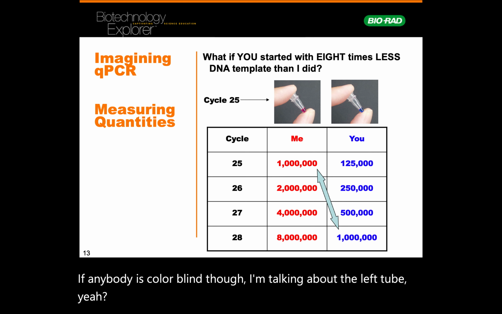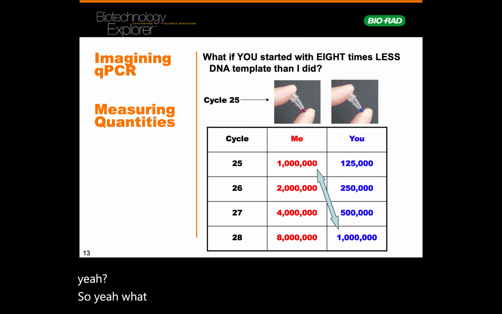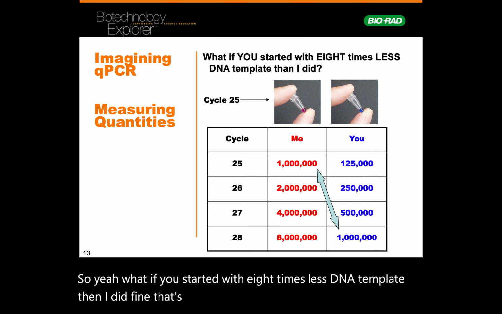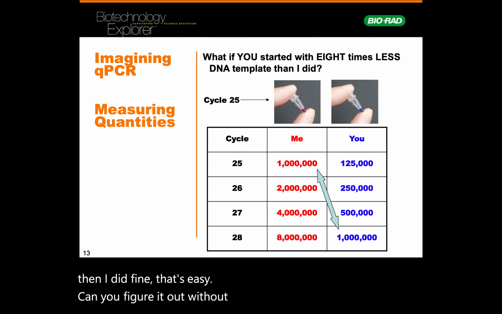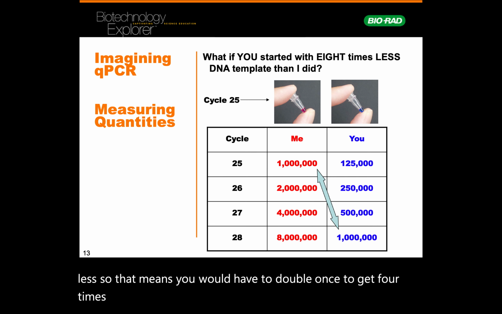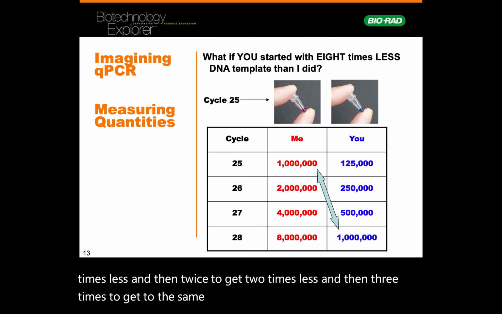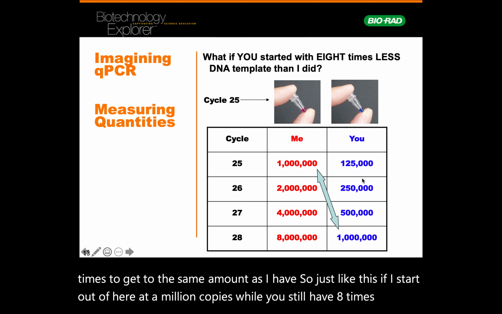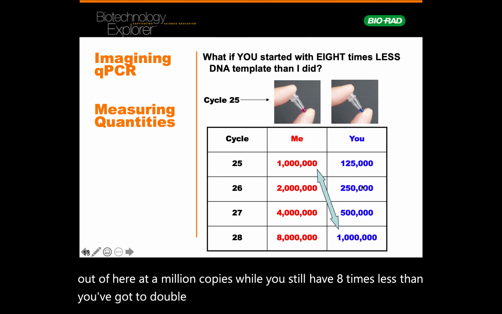So, what if you started with 8 times less DNA template than I did? Fine, that's easy. Can you figure it out without looking at this thing? So 8 times less. So that means you would have to double once to get 4 times less, and then twice to get 2 times less, and then 3 times to get to the same amount as I have. So just like this, if I start out here at 1,000,000 copies while you still have 8 times less, then you've got to double it once, twice, 3 times, so 2-fold, 4-fold, 8-fold until you're at the same level.